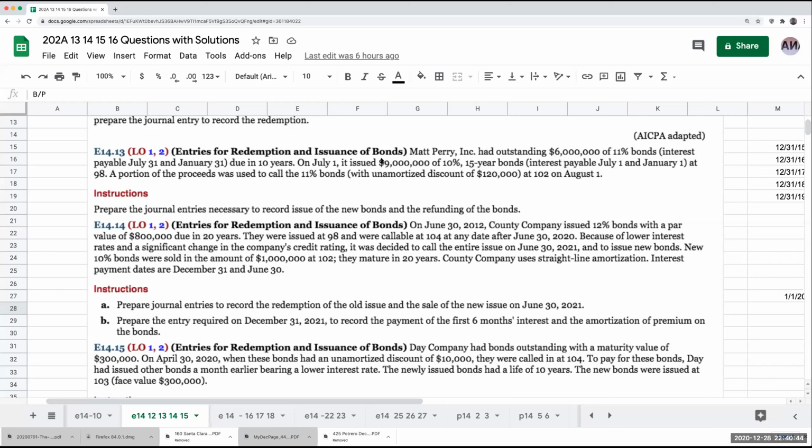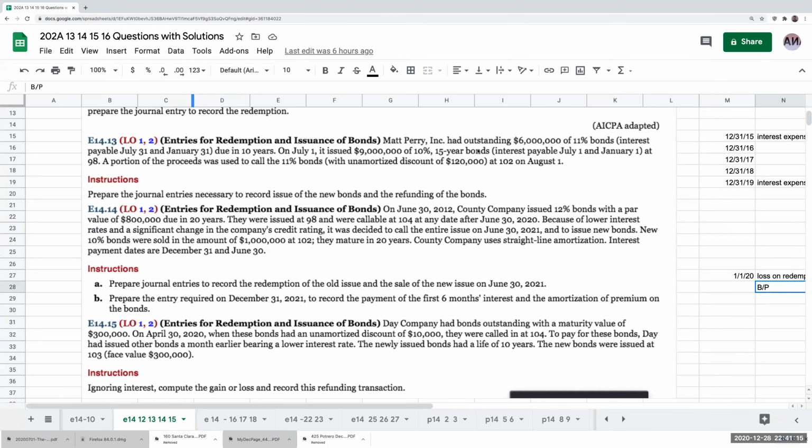So this is Matt Perry, a friend of ours, who has outstanding 6 million of 11% bonds, interest payable on July 31st and January 31st, due in 10 years. On July 1st, it issued 9 million of 10% 15-year bonds at 98. A portion of the proceeds was used to call the 11% bonds, with an unamortized discount of 120, at 102 on August 1st.